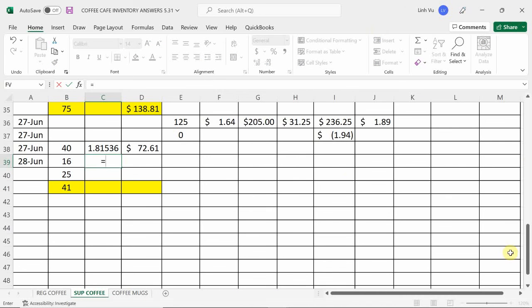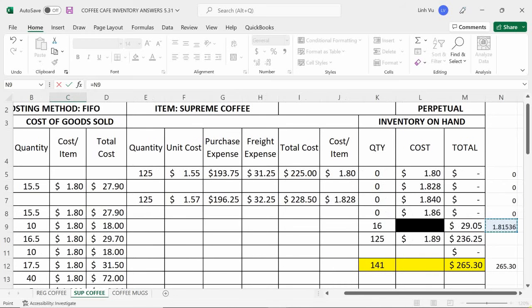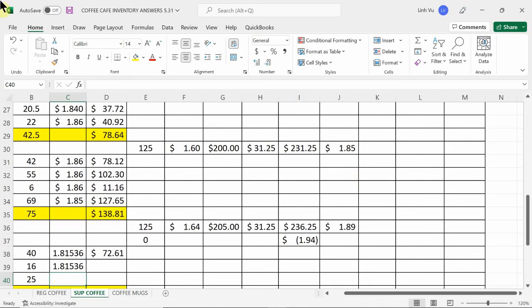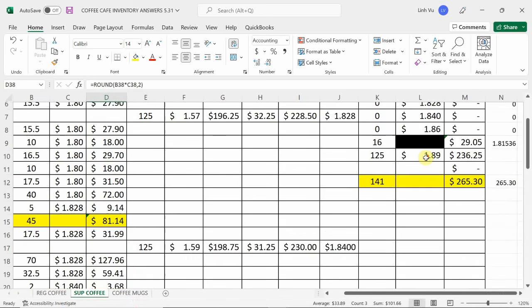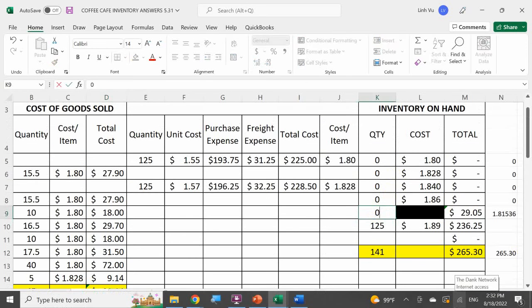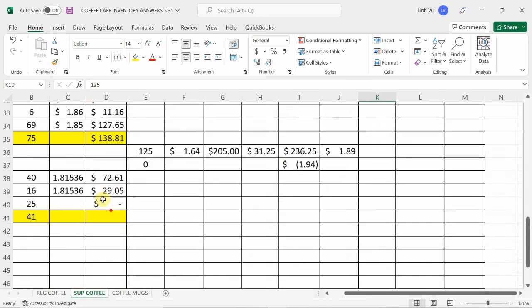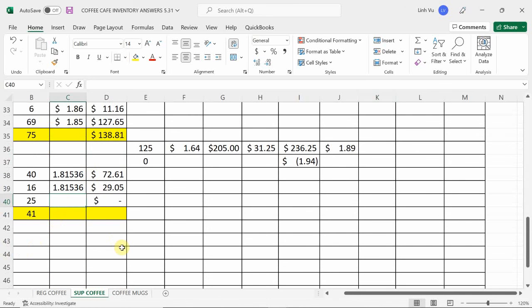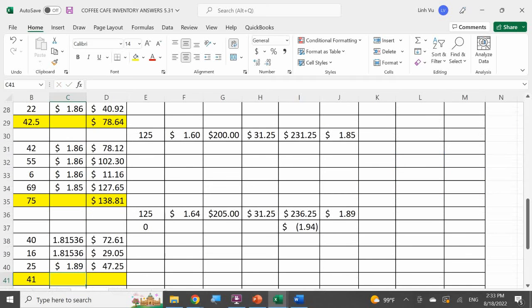So this one, 16, right? We know exactly that it's going to give us 29.05. Yes. Okay, so therefore I can get rid of my 16 batch here. Now I need to utilize this 125 pounds at how much per item? I have $1.89. All right, so how much is that going to give me if I sold 25 pounds at $1.89? I have $47.25.